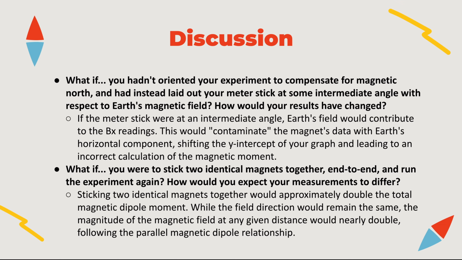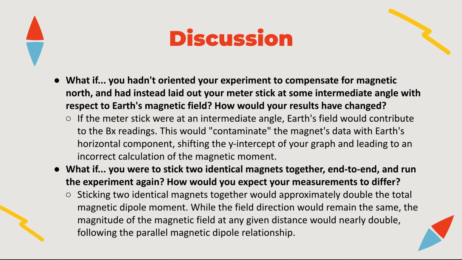So then these are the answers to my 2 discussion questions. For the first one, essentially if the meter stick was at an intermediate angle, Earth's field would contribute to the Bx readings, and this would mess up the magnet's data with Earth's horizontal component, shifting the entire y-intercept of the graph and then leading to an incorrect calculation of the magnetic moment.